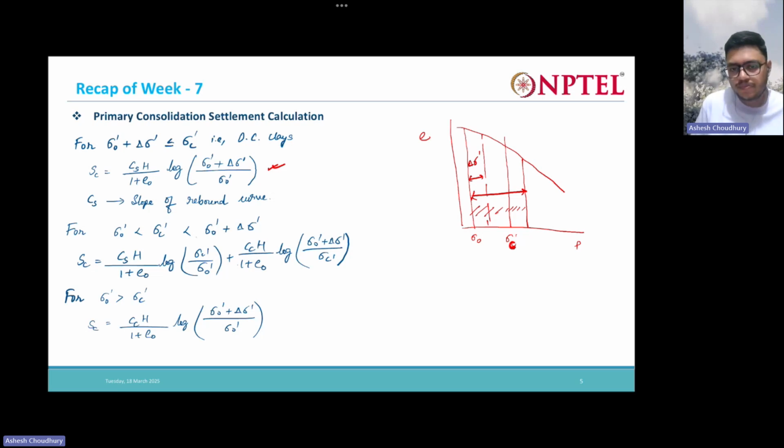This Cc is the compression index, which we had studied in the previous class. So for the stress from here to here we use Cs, and then for the stress from here to here we use the Cc. And finally, when the initial stress sigma naught is itself greater than the pre-consolidation stress, obviously we use the Cc itself.